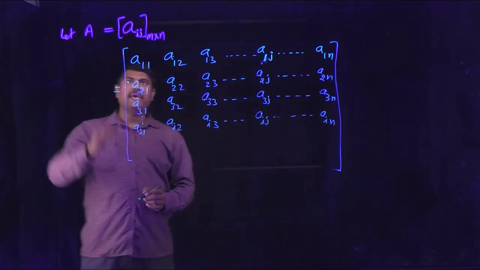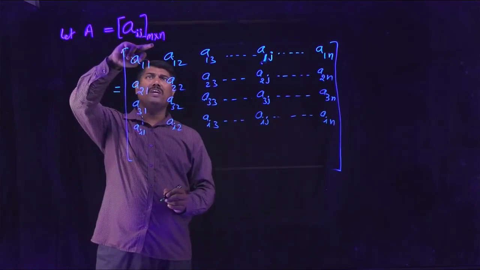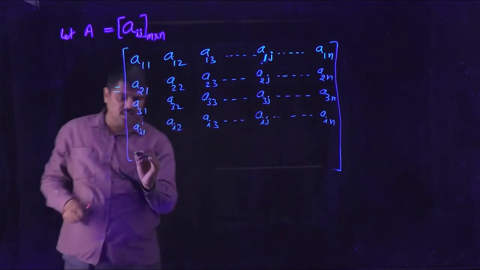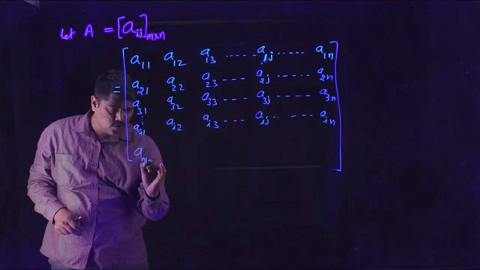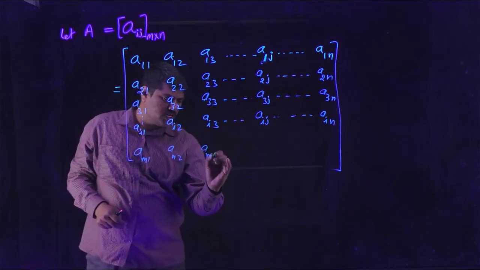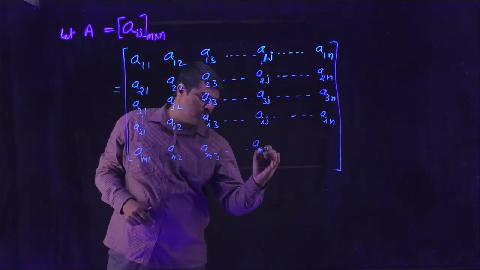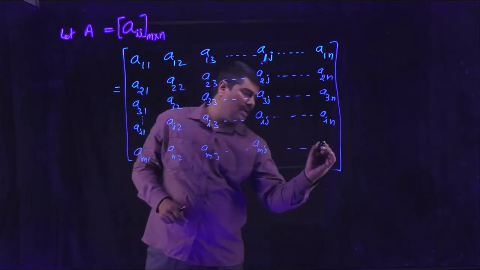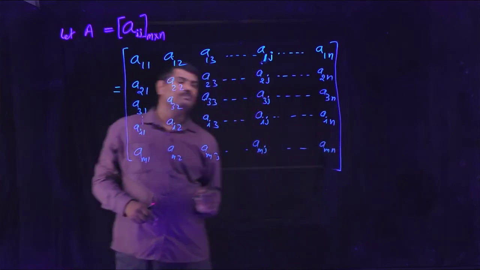So in this way, the maximum number of rows which we reached is m, so the last row will be the mth row. Mth row, first column; mth row, second column; mth row, third column, and so on; this is mth row, jth column. And the last one is mth row, nth column.